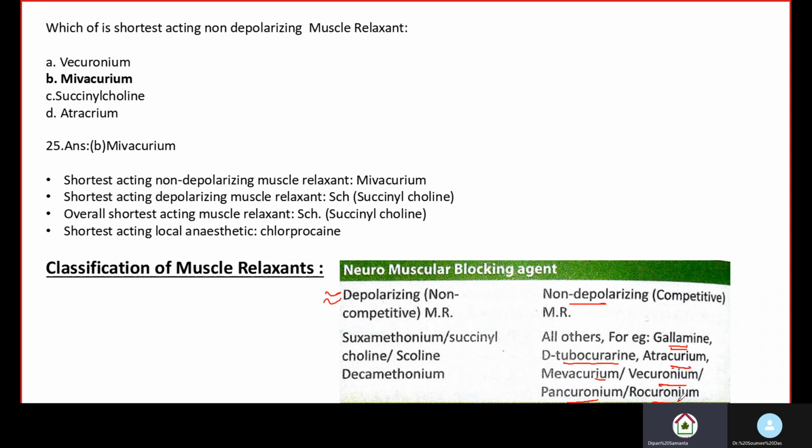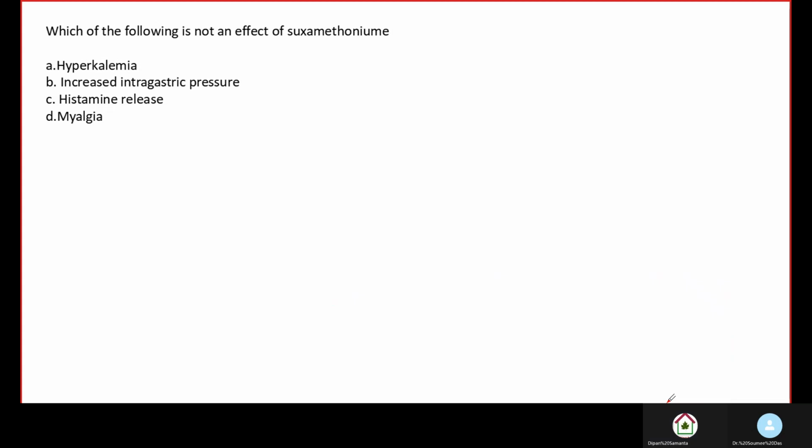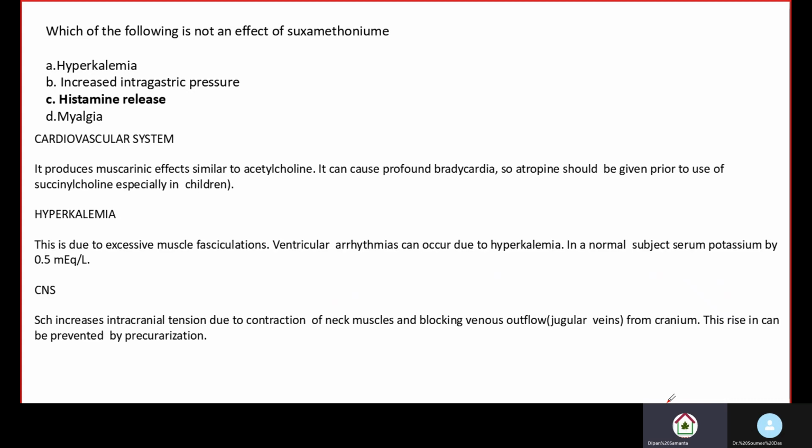The shortest acting local anesthetic is chloroprocaine. Next question. Which of the following is not an effect of suxamethonium? Hyperkalemia, increased intragastric pressure, histamine release, myalgia. The answer will be histamine release.